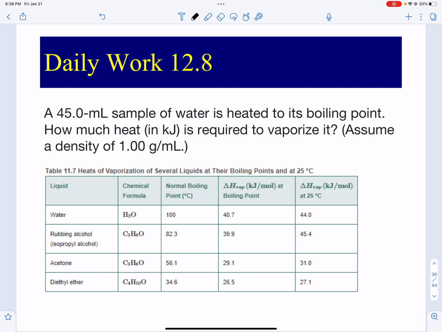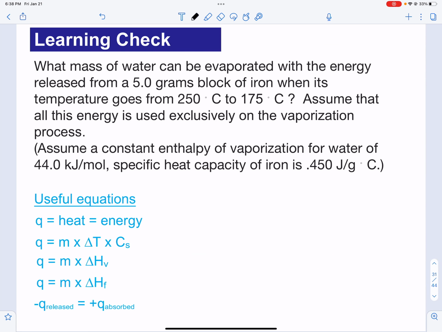And you can put it on pause and work on it later. Another problem. What mass of water can be evaporated? So evaporation means a change of state. So that means either you're going to use delta H of vaporization or delta H of fusion. But clearly, this is evaporation. So you're going to use delta H of vaporization.